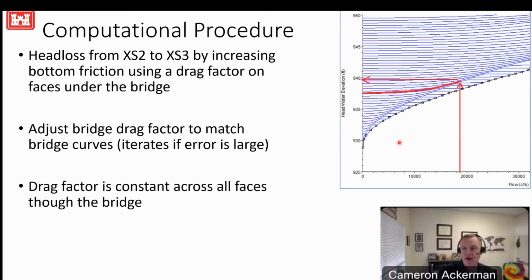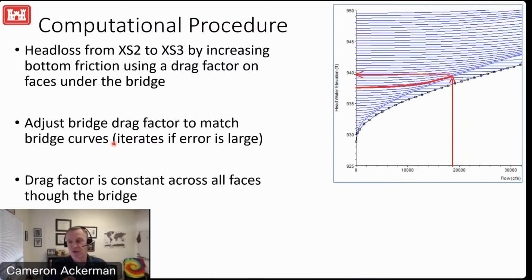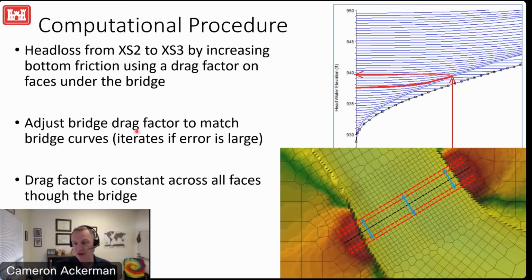And they are a representation of the head loss that is occurring from cross section 2 to cross section 3. For any tailwater, we can go in, follow that tailwater curve up to the flow of interest. Here it's about 18,000, and that will come across and give us our headwater. So here you can see we've got 2.5 feet of head loss due to the bridge. When we're solving the 2D solution through the bridge, we'll see that the head loss might not match in the 2D solution. So what we'll do is we'll use a drag factor to adjust the friction loss for all the faces that are under the bridge.